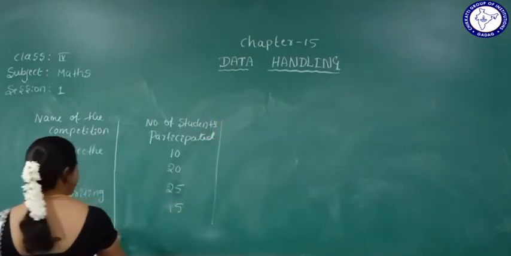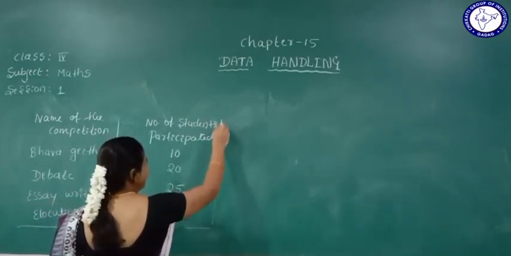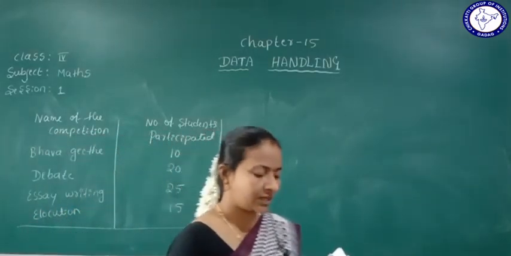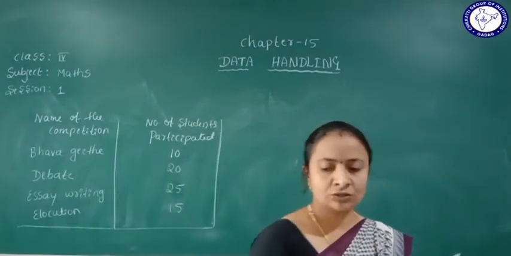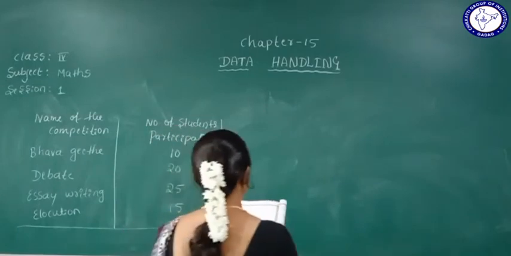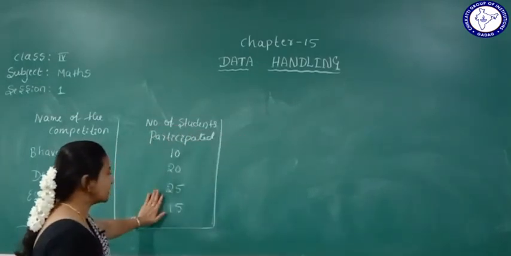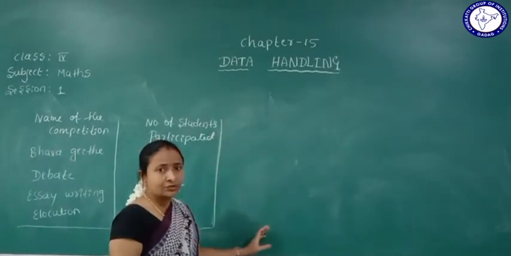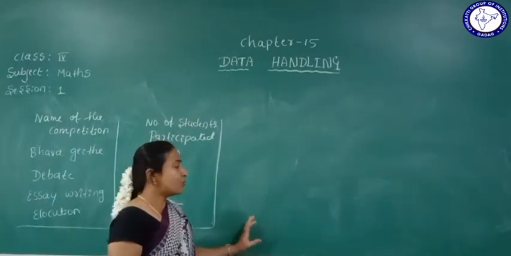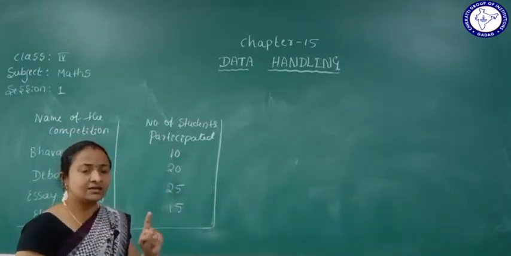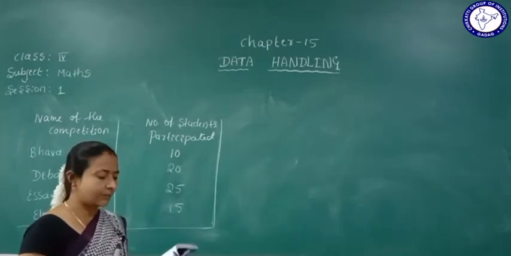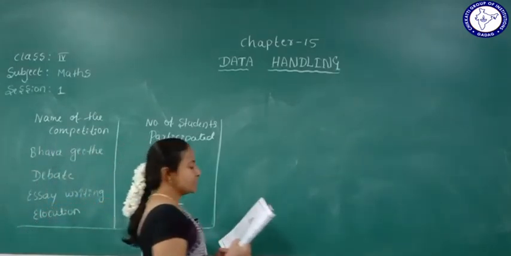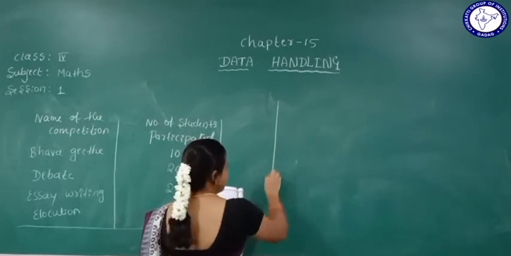They only mention this chart. What will we do? We draw a bar graph. First we see the numbers here, up to the last number, 25. We can't write up to the last number here, so what will we do? We take 1 centimeter equal to 5 students. Yes, so here we'll draw a graph.